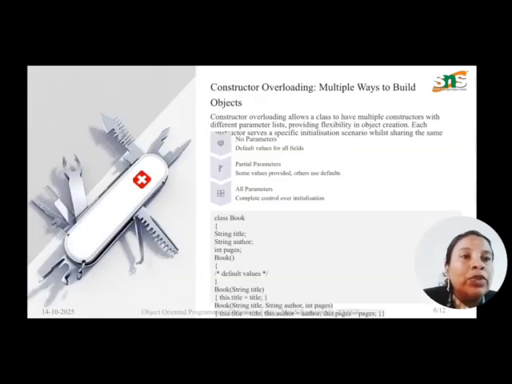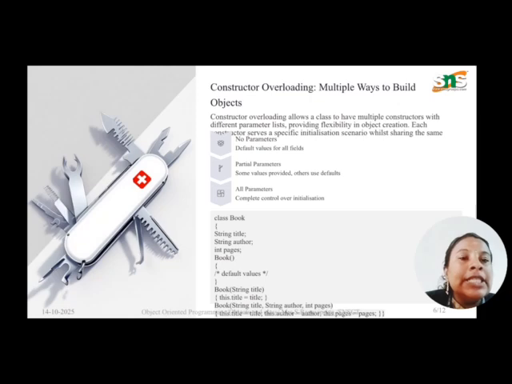Constructor overloading: multiple ways to build objects. Constructor overloading allows a class to have multiple constructors with different parameter lists, providing flexibility in object creation. Each constructor serves a specific instantiation scenario while sharing the same name. It consists of a no-parameter constructor with default values for all fields, then a partial-parameter constructor where some values are provided and others use defaults, and an all-parameter constructor that has complete control over initialization.